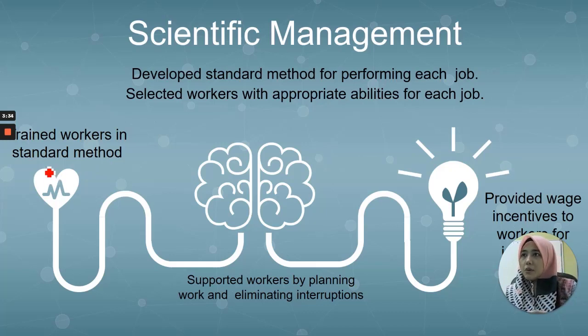Okay. So organisation at that time, okay, the management at that time, they train workers in a standard manner and in a standard method. Okay. And it supported workers by planning work and eliminating interruption, and they provided wages incentive to the workers. Dan inilah secara keseluruhannya dia tidak ada humanistic value kepada dia punya pekerja. So what they focus on is the product that they're going to produce and how they produce it.